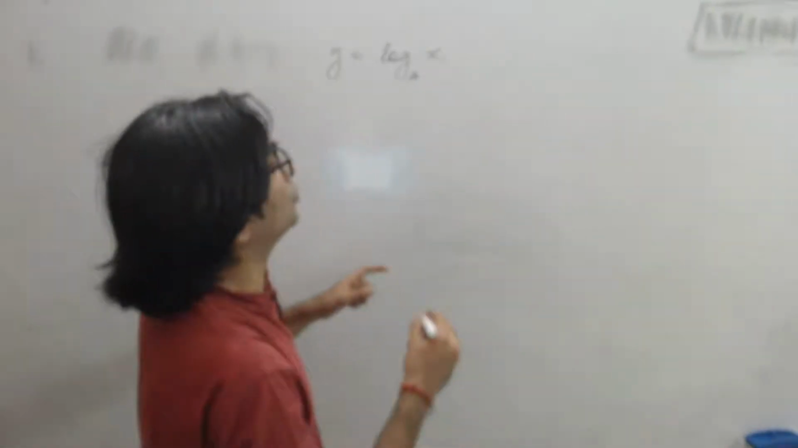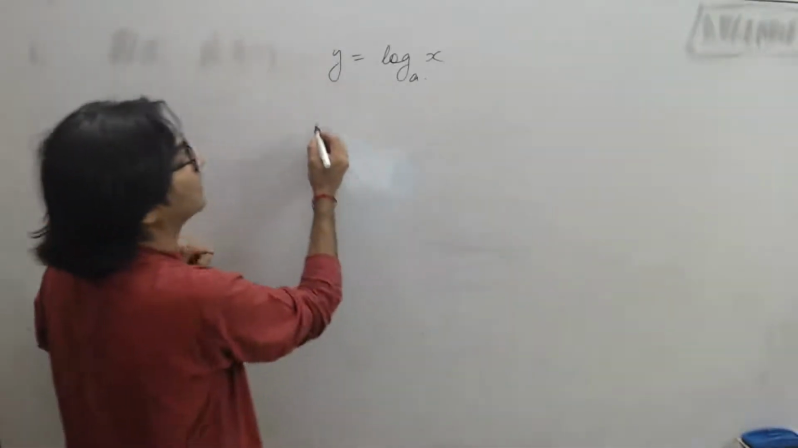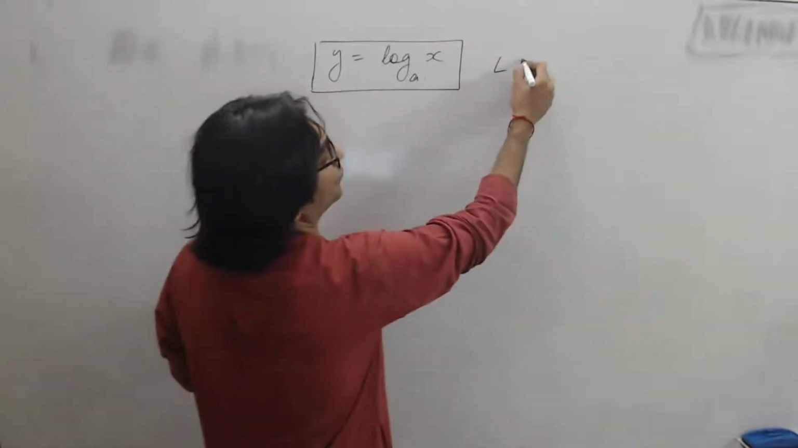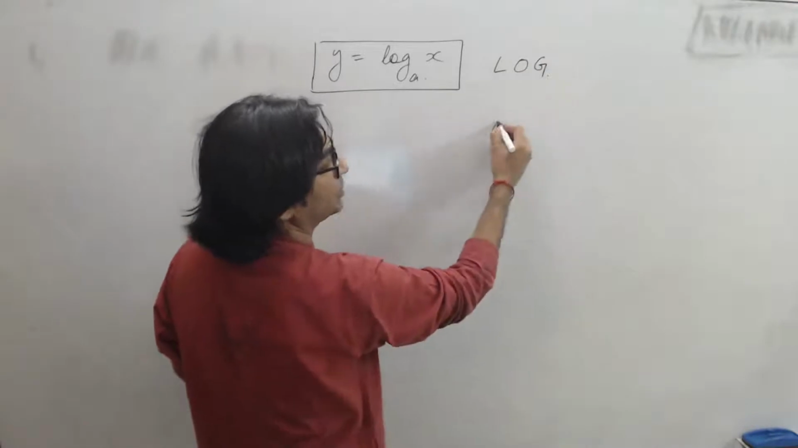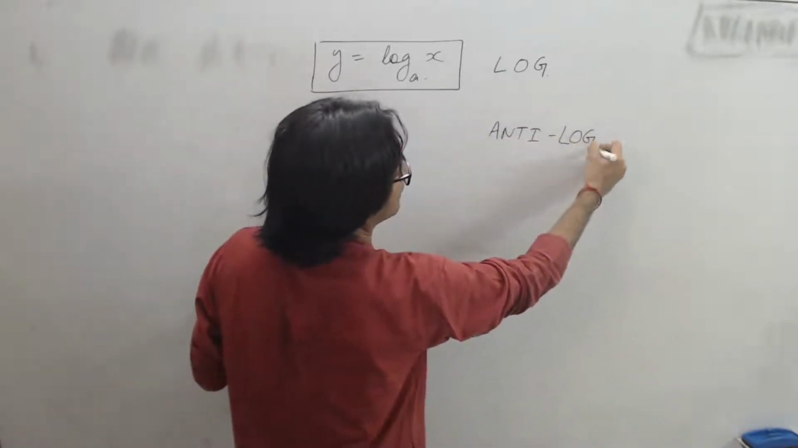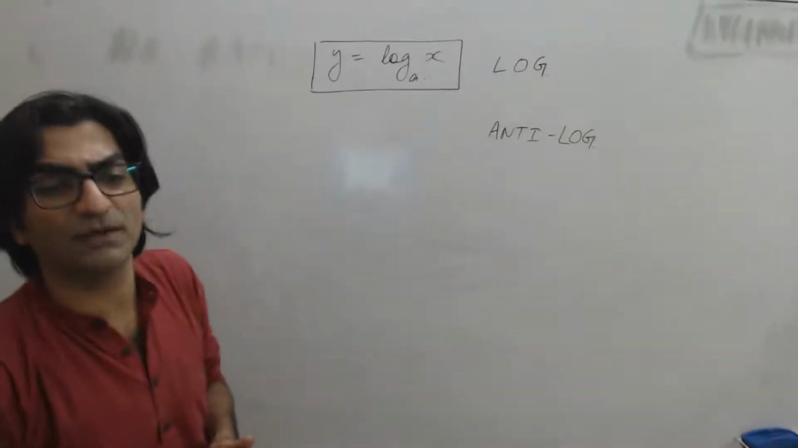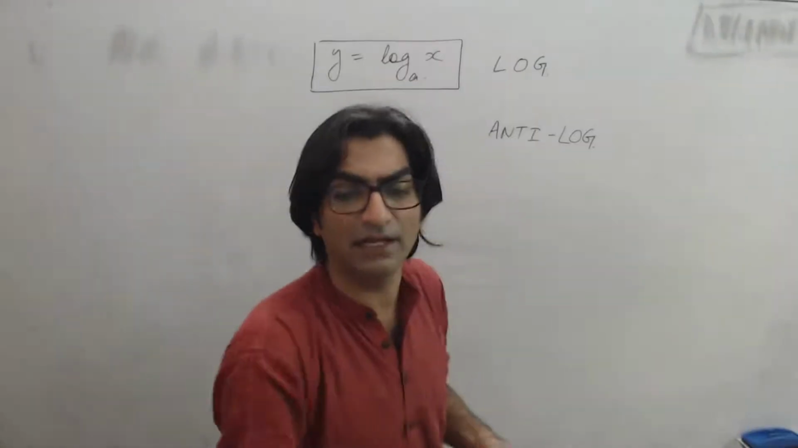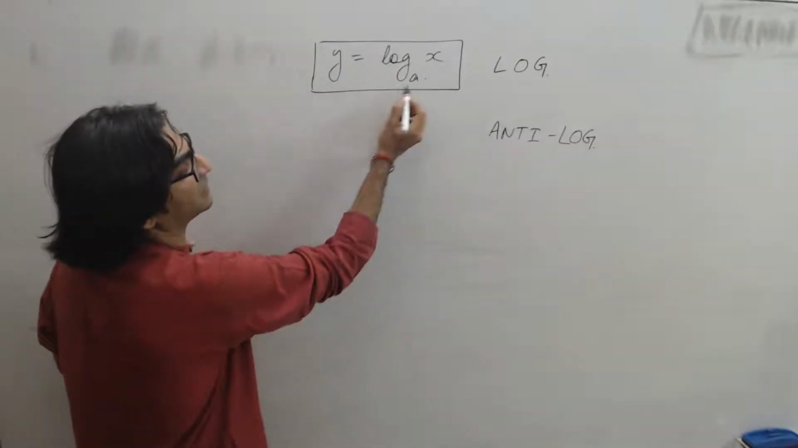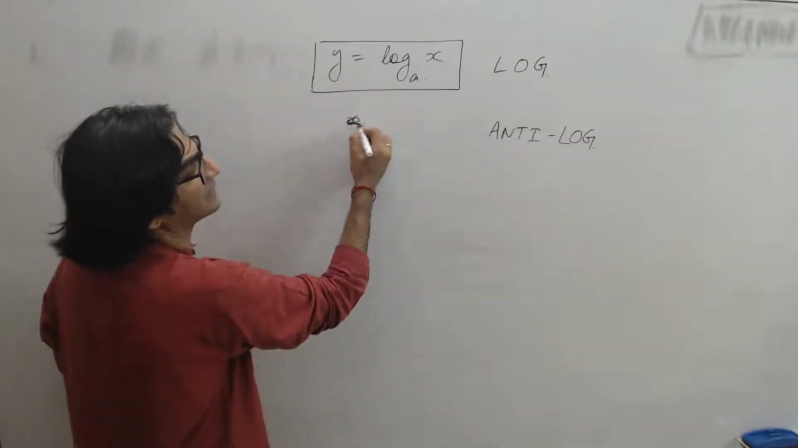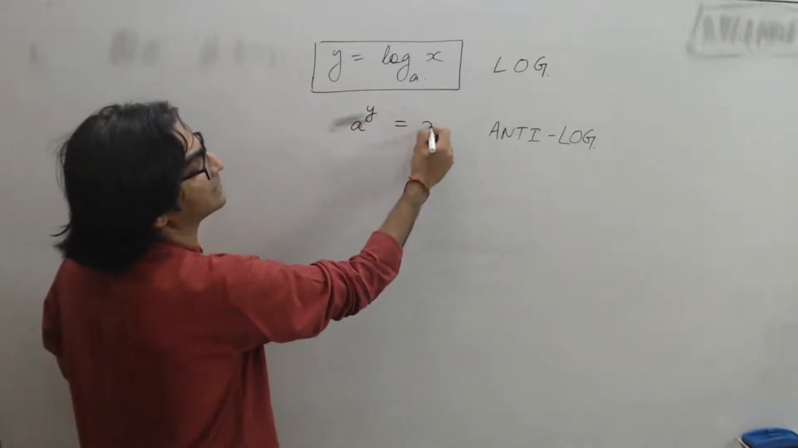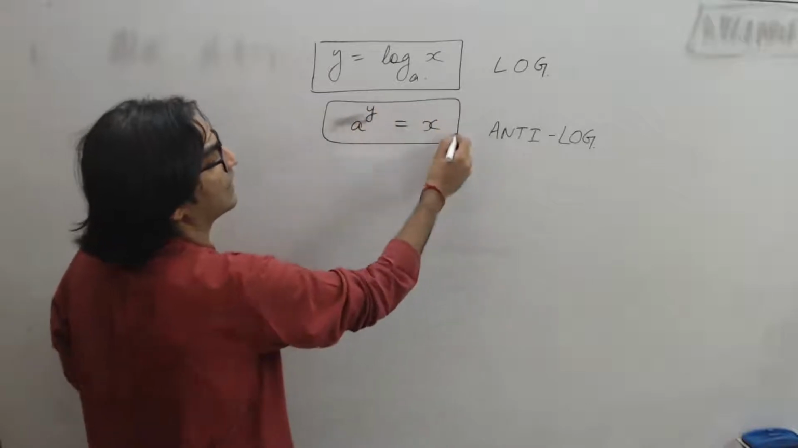Remember that if this stands for log, then the opposite of log would be the anti-log. The key to understanding the logarithmic function is to understand the anti-logarithm. So what is anti-log? If I take the same expression and rewrite it as a raised to the power y is equal to x, this is called anti-log.